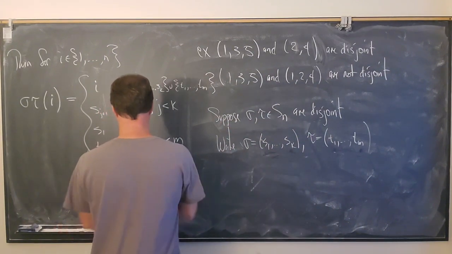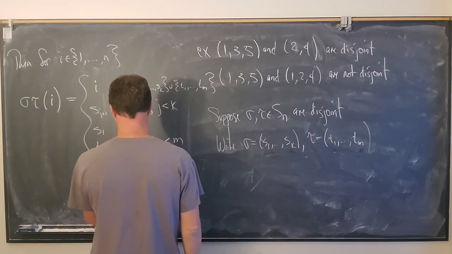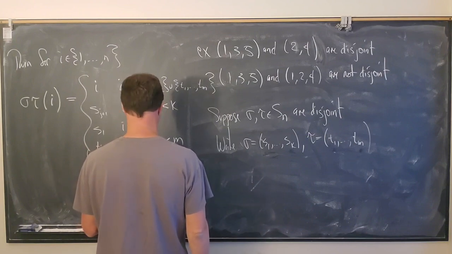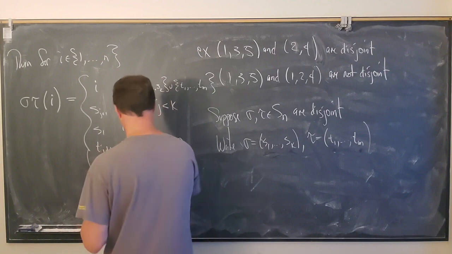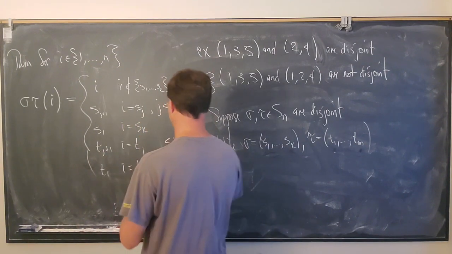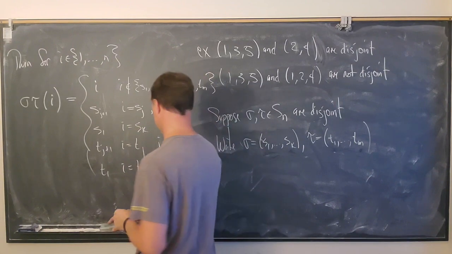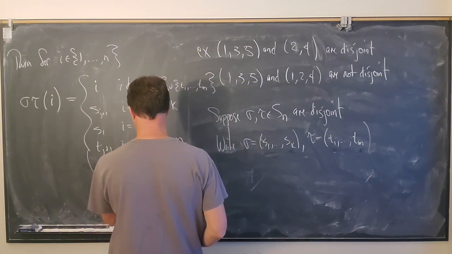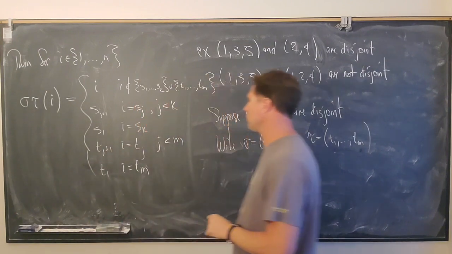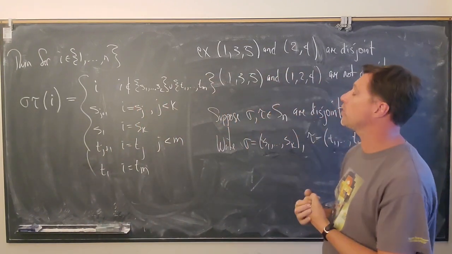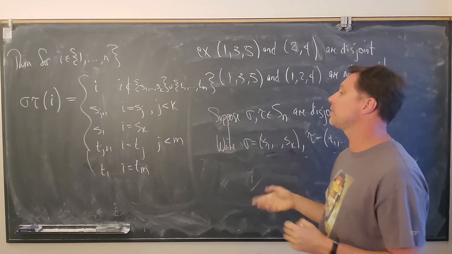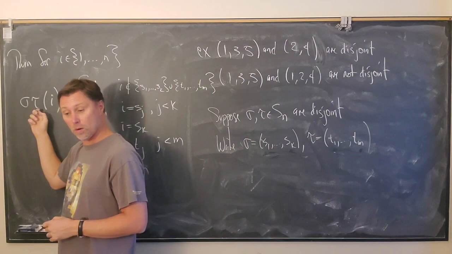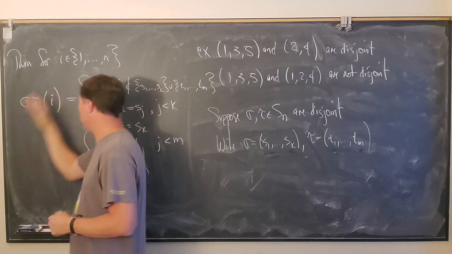So this would be if I is equal to T sub J, sorry, this should say J strictly less than M, and then this one should be if I is equal to T sub M. So that's the complete formula, all possibilities of choices of I. If you first apply tau, then apply sigma, this is what you're going to get.